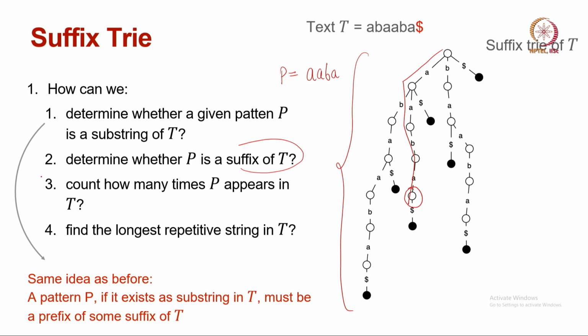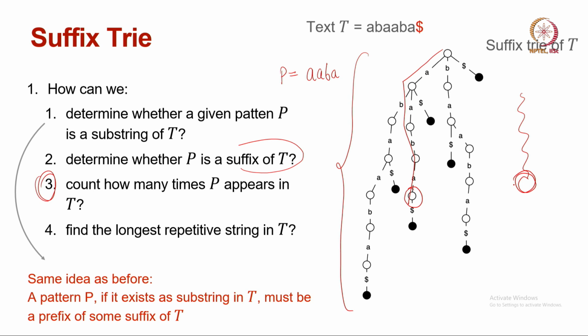What about the third question, where we want to count how many times the pattern occurs in the text T? Well, for this all we need to do is again search for the pattern from the root node, exhausting all the characters of the pattern one at a time. Once you have searched for the complete pattern, we end at a node of the tree.